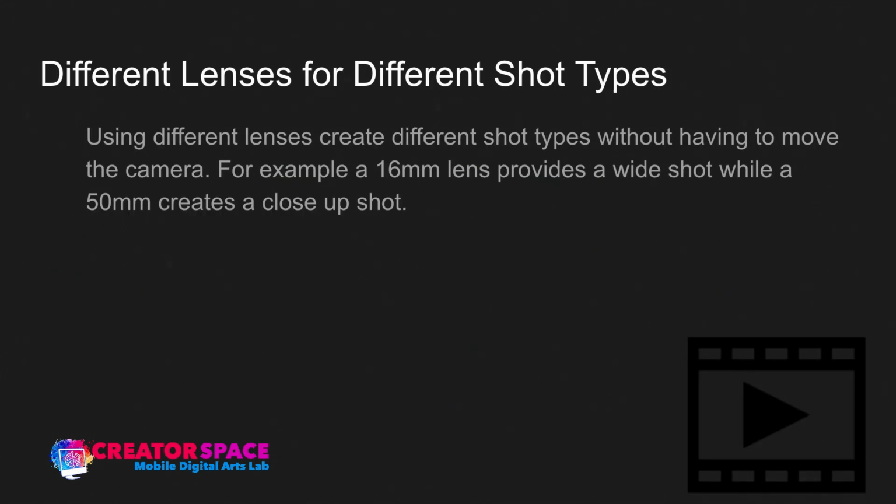So different lenses can help with different shot types, and we'll go through all the different lenses that we can attach today. So using different lenses, we can create different shot types without having to move the camera. And this is another great thing. Just because we have a prime lens, it doesn't mean that we're stuck with this prime lens. We can switch the lenses.